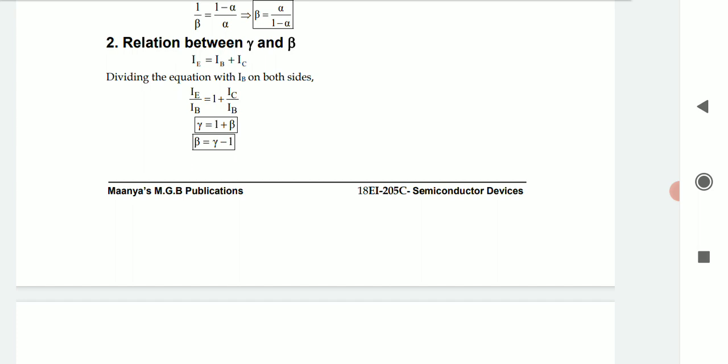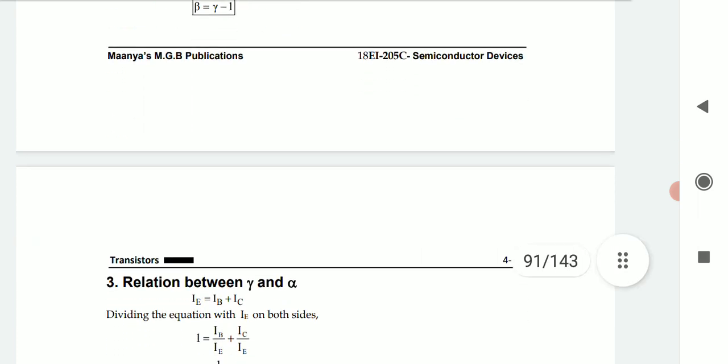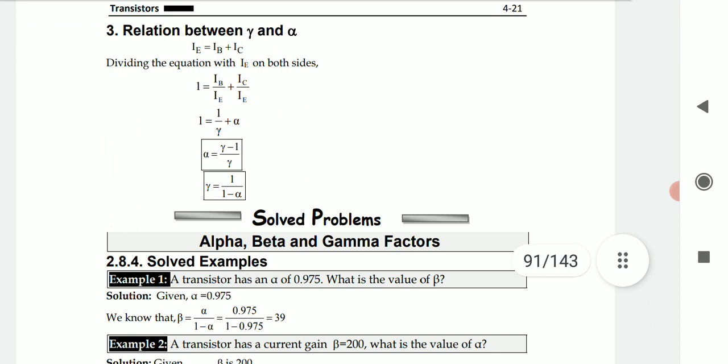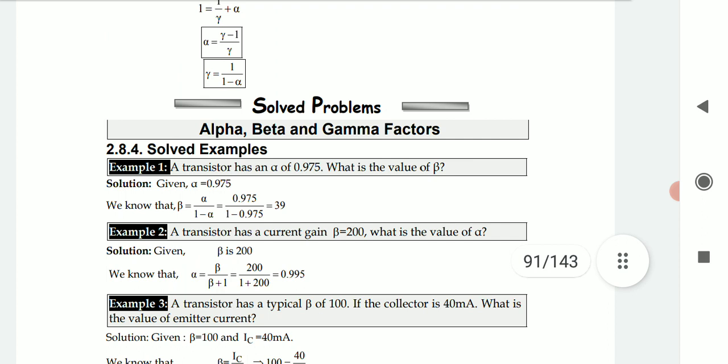If beta value is given, you will get gamma is equal to 1 plus beta. From this, you can also find out the relationship between gamma and alpha. Gamma is equal to 1 by 1 minus alpha. Alpha is equal to gamma minus 1 by gamma. These are the three equations you need to remember in order to calculate one current gain value if other current gain values are given. Some problems have been given.